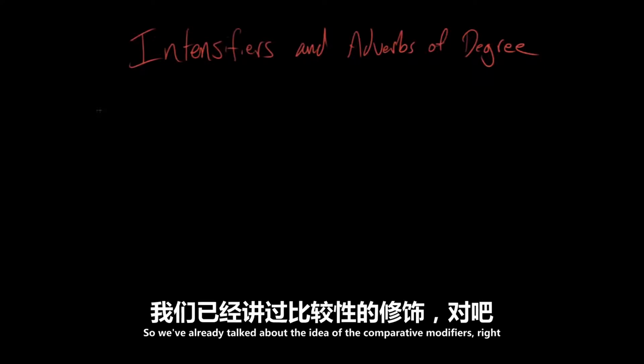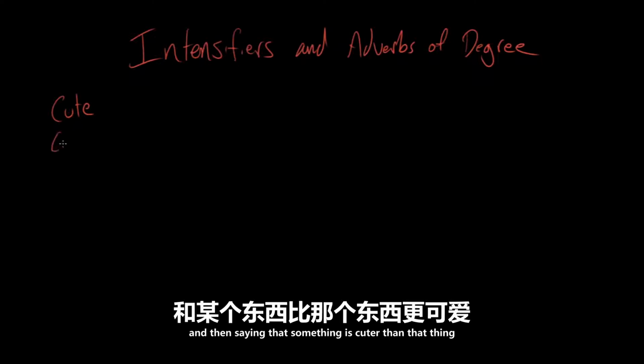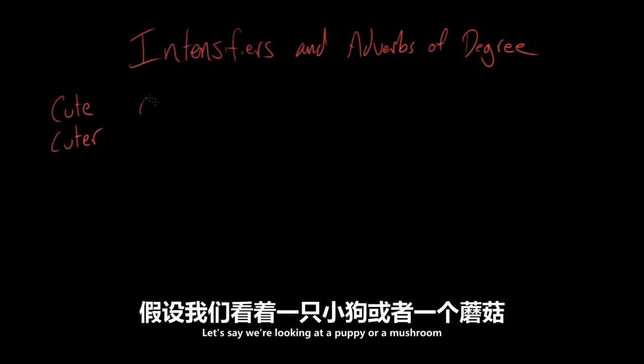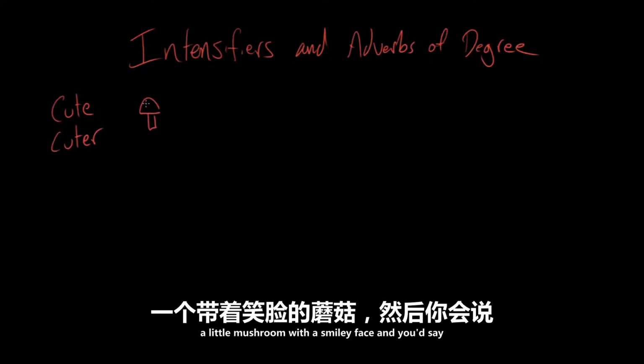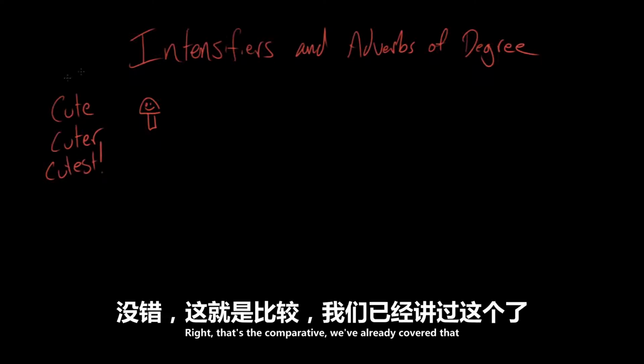Hey, grammarians. So we've already talked about the idea of the comparative modifiers, right? So you know the difference between saying something is cute and then saying that something is cuter than that thing, and then looking at, let's say we're looking at a puppy or a mushroom, little mushroom with a smiley face, and you say, oh, that's the world's cutest mushroom. Right, that's the comparative. We've already covered that.